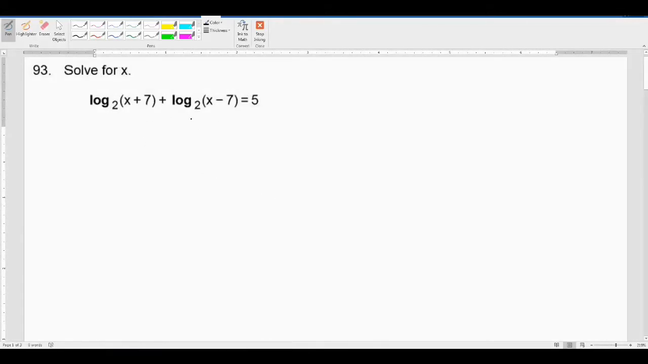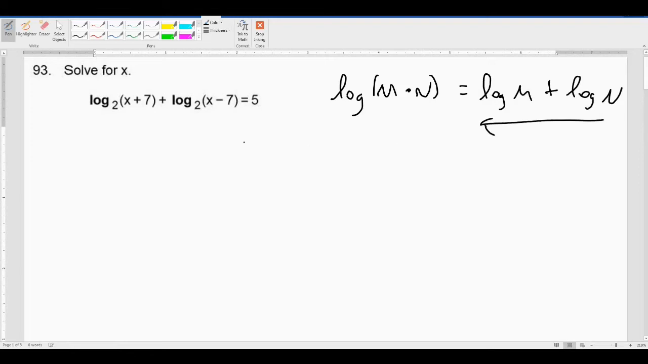On this example, notice we have two logs connected by an addition sign. Well, there's a property that says, if you think about exponent rules, that when you multiply, you add exponents. And so the log property is, in terms of common log, if you have m times n, that's the same as log of m plus log of n. So if you've got addition, you can make it one single log by using multiplication. x plus 7 times x minus 7 equals 5.